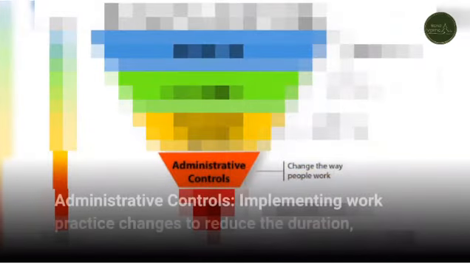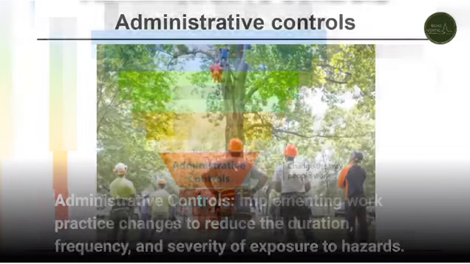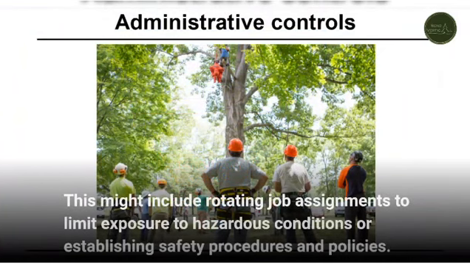Administrative controls. Implementing work practice changes to reduce the duration, frequency, and severity of exposure to hazards. This might include rotating job assignments to limit exposure to hazardous conditions or establishing safety procedures and policies.